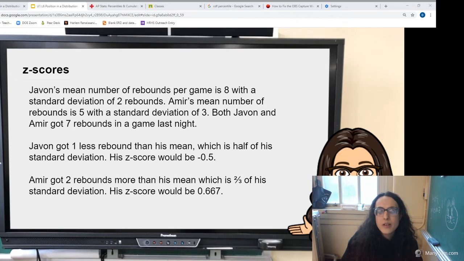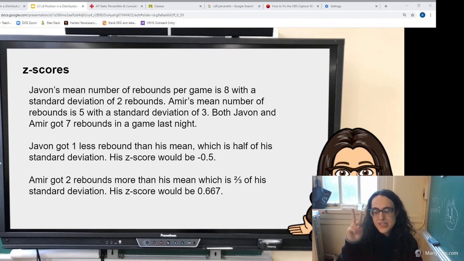So last night, they both had these very similar games, right? 17 points, and they both had 7 rebounds, okay? So let's look at it for Javon. 7 rebounds is 1 below the mean, so the deviation would be 1 rebound. Specifically -1, because it's 1 rebound below the mean.